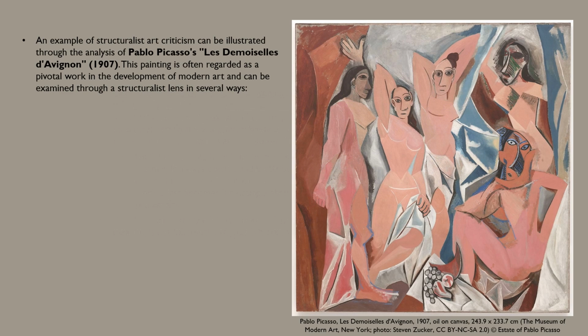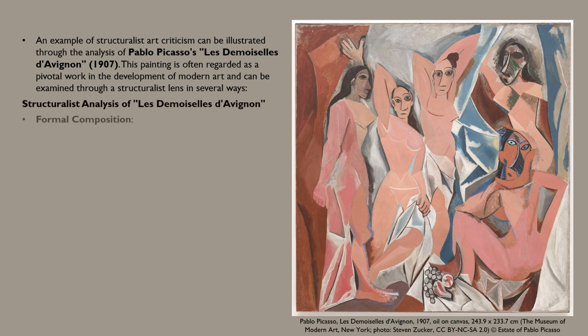All right. So moving on, an example of structuralist art criticism can be illustrated through an analysis of Pablo Picasso's Les Demoiselles d'Avignon. This painting is often regarded as a pivotal work in the development of modern art and can be examined through a structuralist lens in several ways.